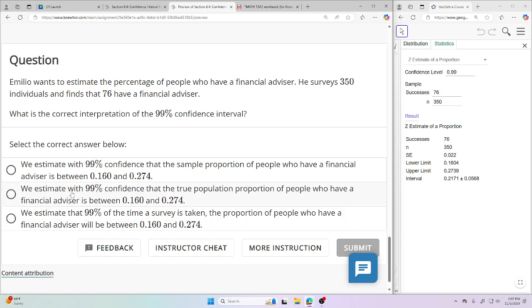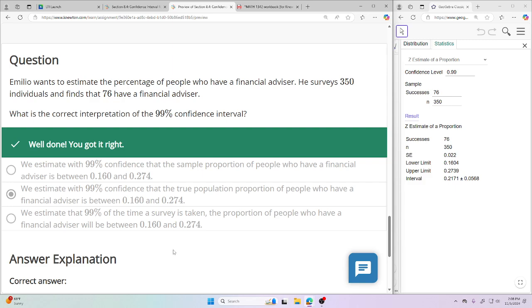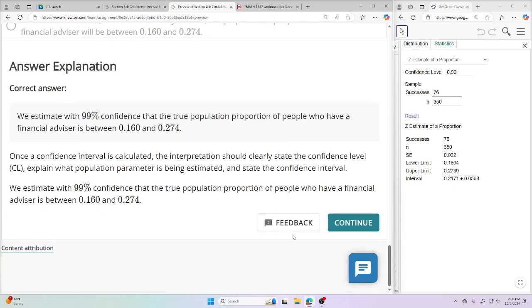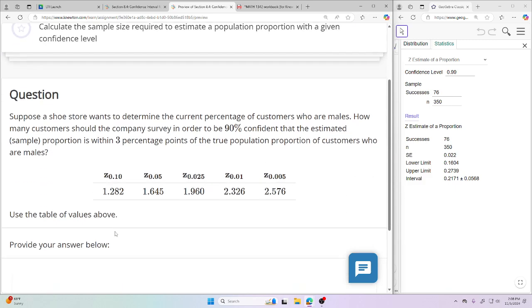B. Yep. 99% confidence. You can see that these two say it, but this one doesn't. So that's definitely one of these top two. And then true means, oh, right there, population. True population. If they use either one of those, it's correct. There we go. Cool, cool.